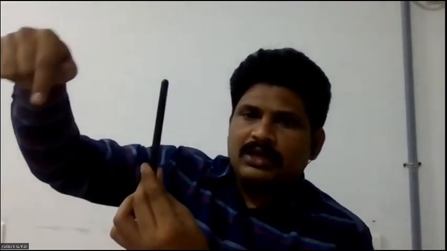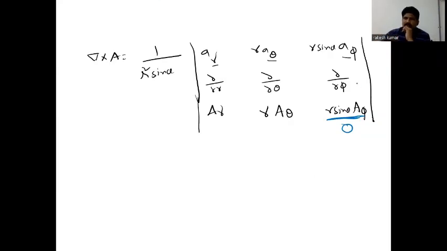But what about the phi direction? Phi means 0 to 360 degrees. If I look from any direction, my antenna looks the same. At phi equal to 0 degrees, the antenna looks the same. At 90 degrees, 180 degrees, 270 degrees, and similarly 360 degrees, it looks the same. So there is no variation along phi. Since there is no variation along phi, the value of dou by dou phi is also 0.